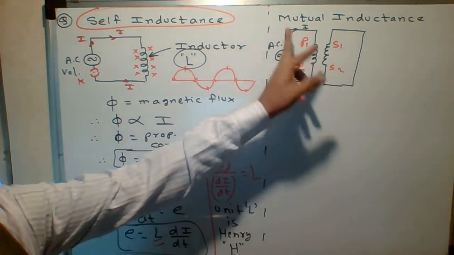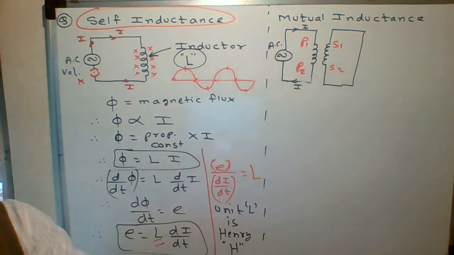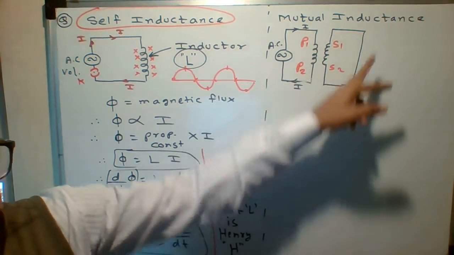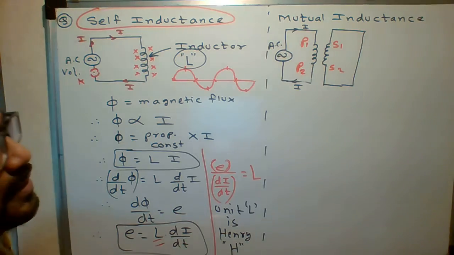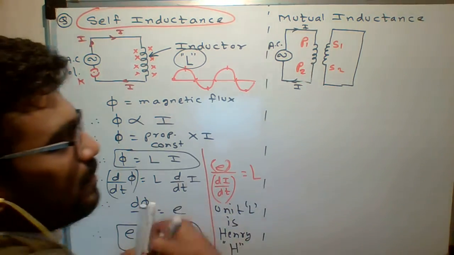This is simple. I took one coil and attached an AC voltage. And then I took one more coil and connected it to a direct wire. So what will happen? There is a gap. There is no connection. There is a gap between the two coils.